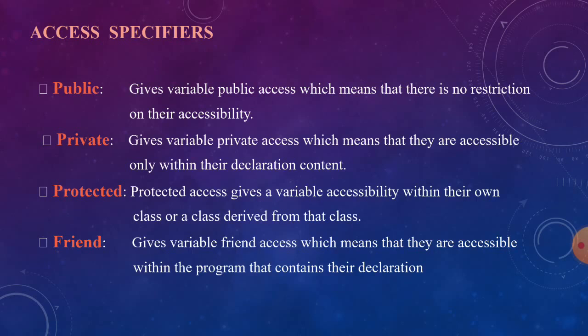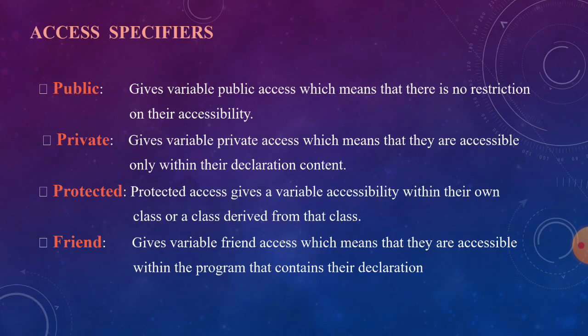Access specifiers. Coming to the access specifiers, we have 4 types. One is Public, another is Private, next is Protected, and the last one is the Friend access specifier. Friend, we can also call it public. Public gives a variable public access, which means that there is no restriction on its accessibility. When a variable is declared public, we can access it from anywhere.